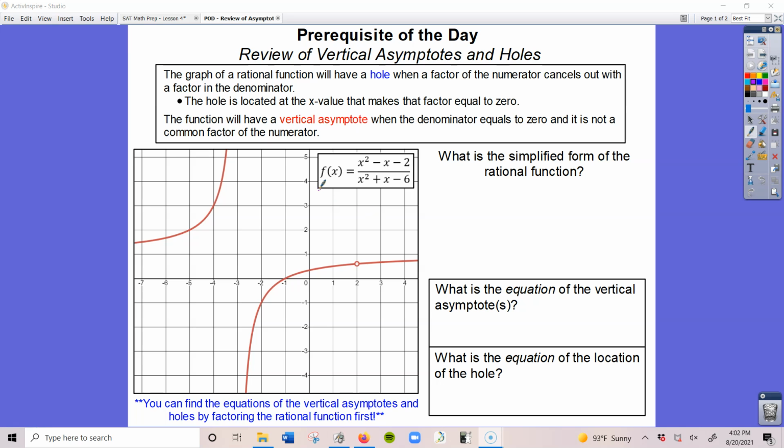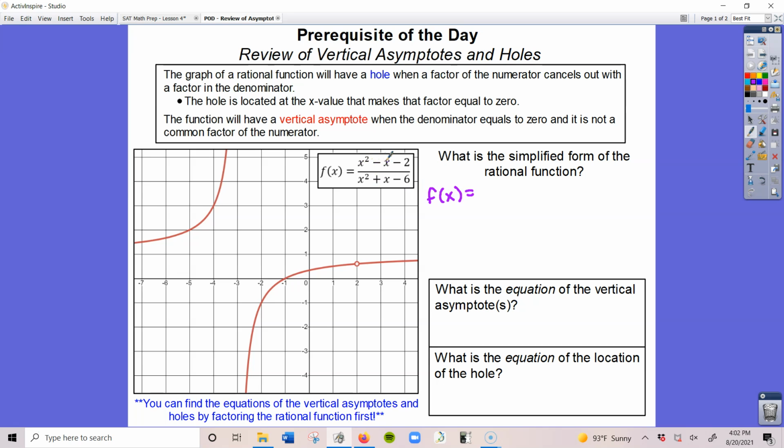We have here a visual, first of all, so we can work this out algebraically and then confirm our results with the actual graph. So we have this function, f of x is equal to x squared minus x minus 2 over x squared plus x minus 6. So our first step is to simplify this rational function. So we're going to factor the numerator and the denominator.